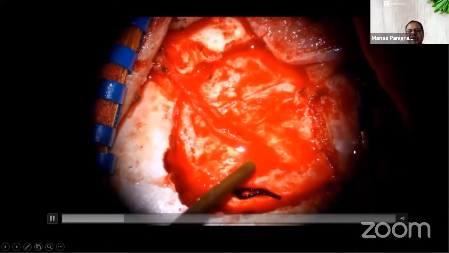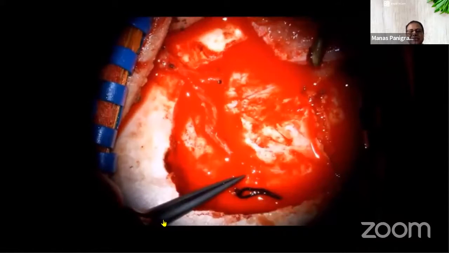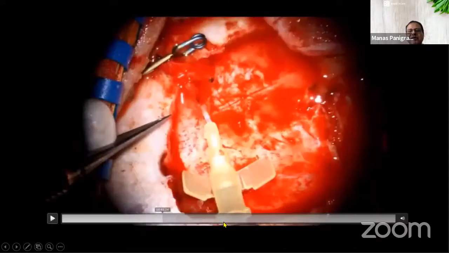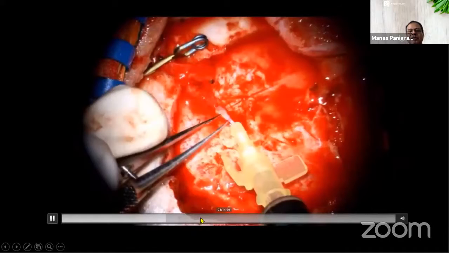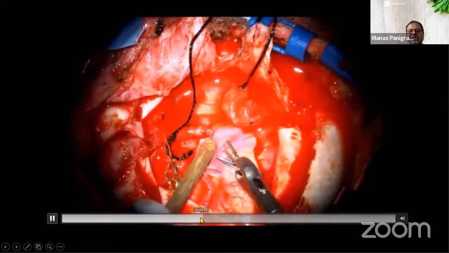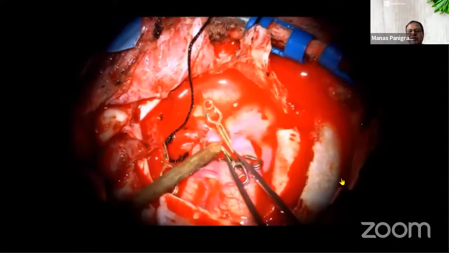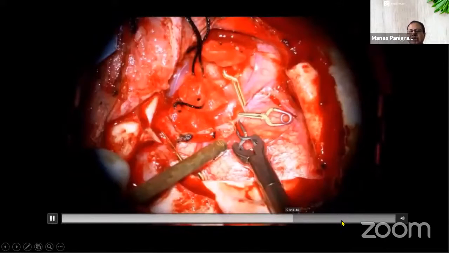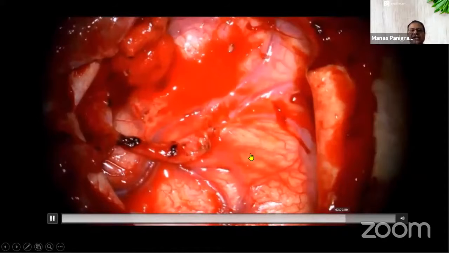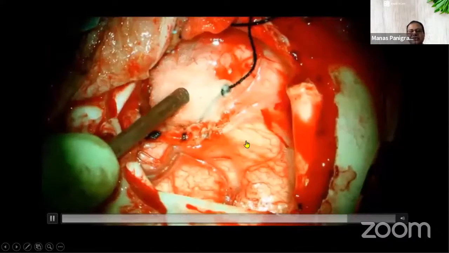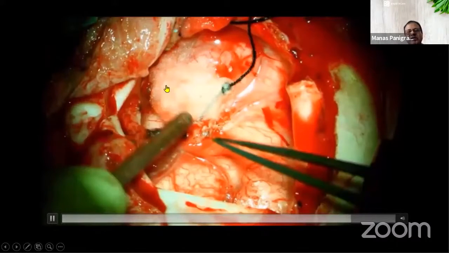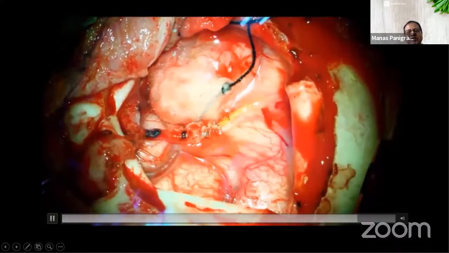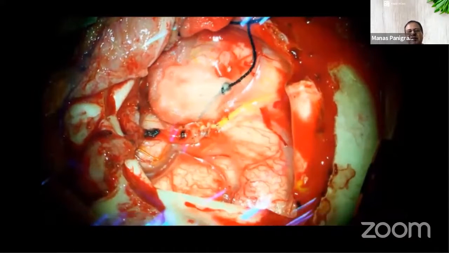And then from here, the steps are similar. Open the dura, identify the MCA vessel, and do the anastomosis. And this is the end of the occipital to MCA anastomosis. So what is important is to harvest a very long segment of occipital artery so that it reaches the place of interest.